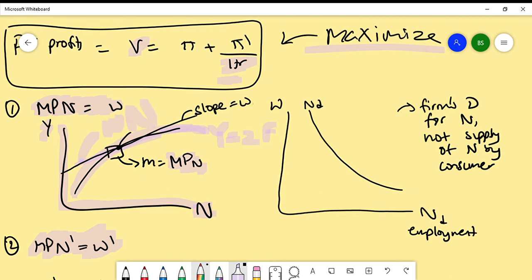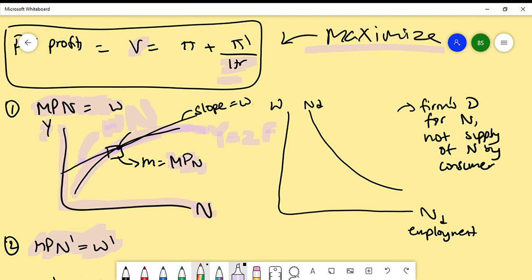So basically, the wage you pay times the number of people, and the slope of this is the wage. So at the point where these two intersect is where we want to be. That's the point where the slope of this, which is the wage, equals the slope of this, the marginal product of labor, which is MPN equals W.